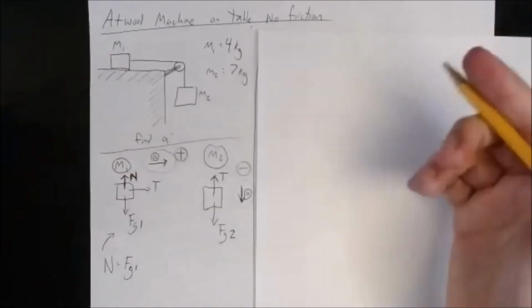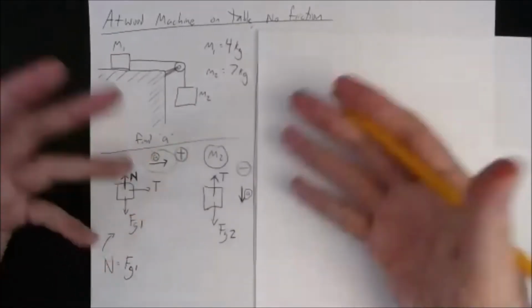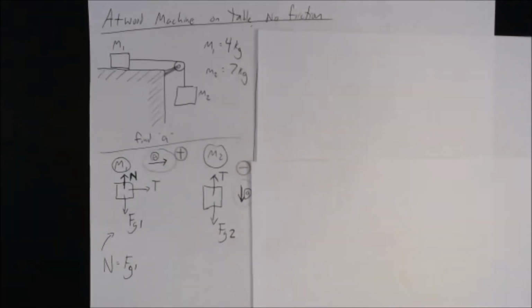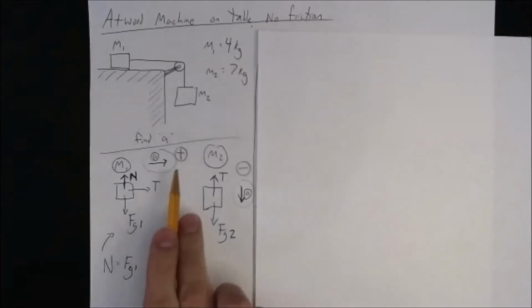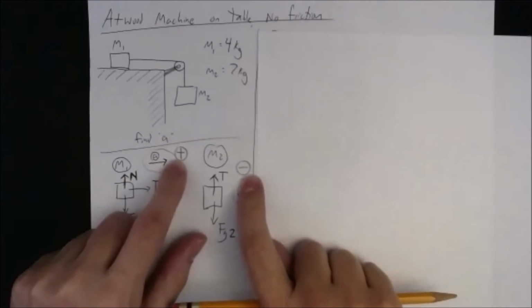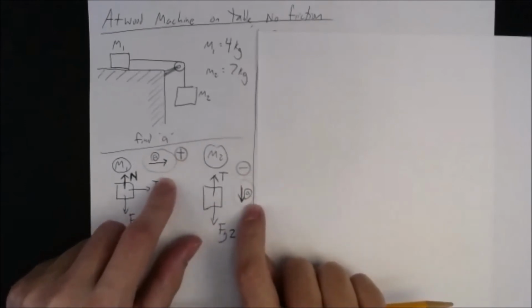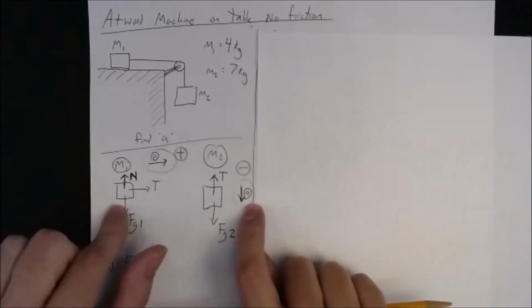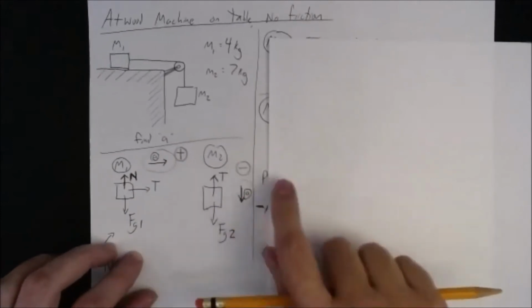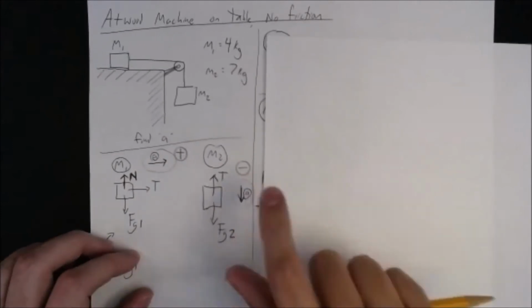These are just definitions. It's just for our convenience. There's nothing special about these directions according to the universe. It's just, well, we've got to have something. We've got to define it some way. And so we define it as being right is positive and down is negative. So I'm just going to make those notes there. And remember that M1 is going to have a positive acceleration, and M2 is going to have a negative acceleration.